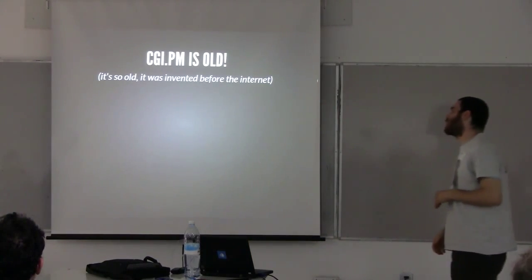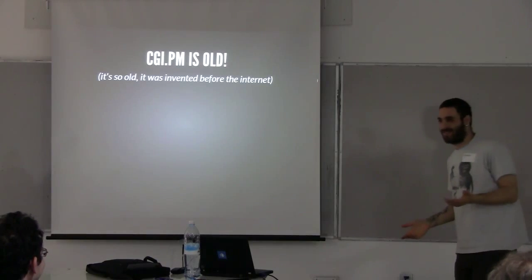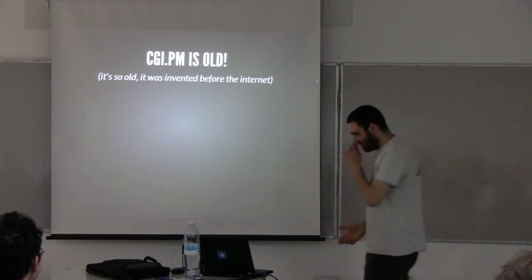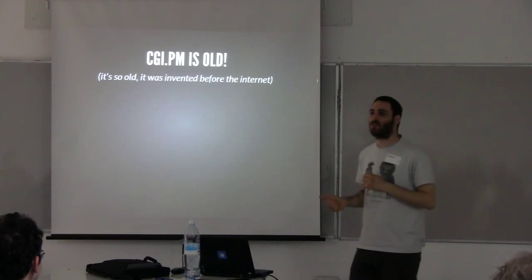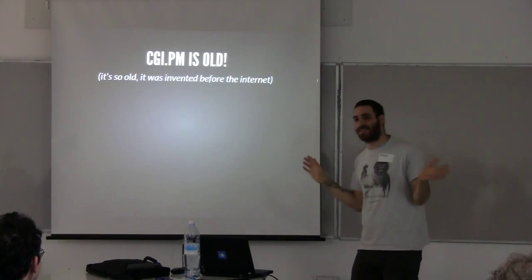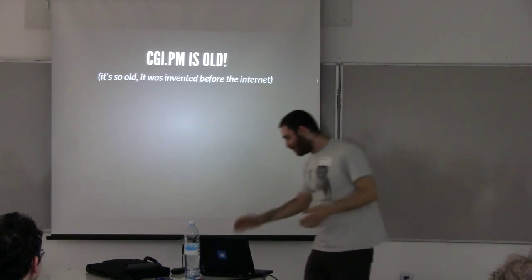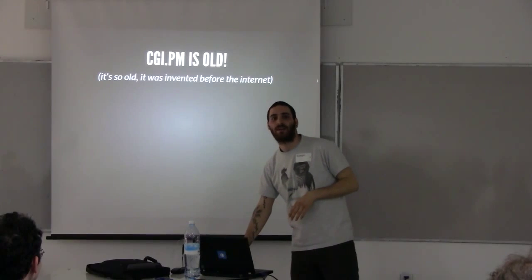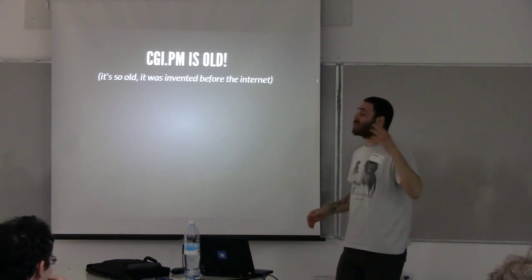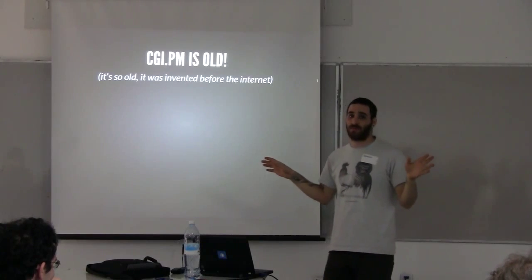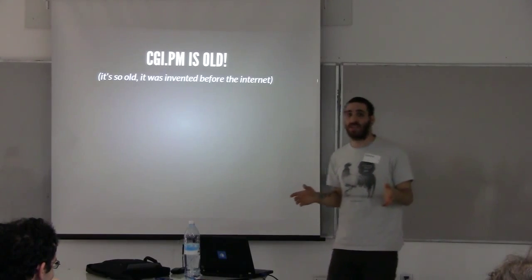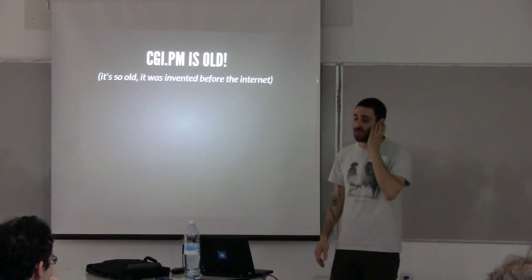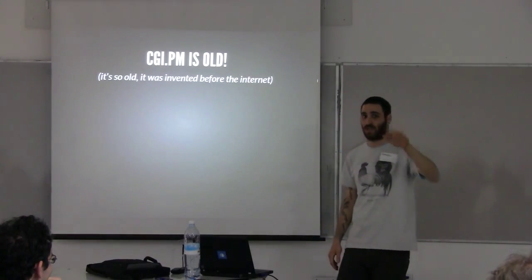CGI.pm is so old, it was invented before the internet. Right? It's that old. When CGI.pm was invented, there was no black and white, there was just white. That's it. There was just one color. But its biggest advantage is also that it's old, and like I said, you can find it everywhere. It was good, but now we have color TV, and most people won't watch black and white, although we do like Hitchcock classics.